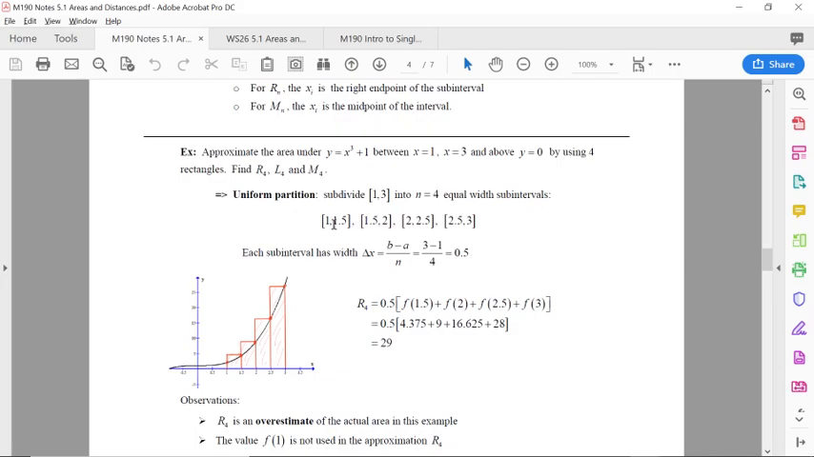So those subintervals would be from 1 to 1.5, right here, 1.5 to 2, right here, 2 to 2.5 here, and 2.5 to 3. Now we have 5 points on the curve. There's a point right there, 1, f of 1. Here's 1.5, f of 1.5. Okay, here's the third point, the fourth point, and the fifth point.